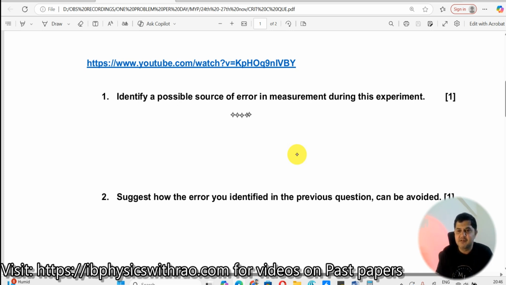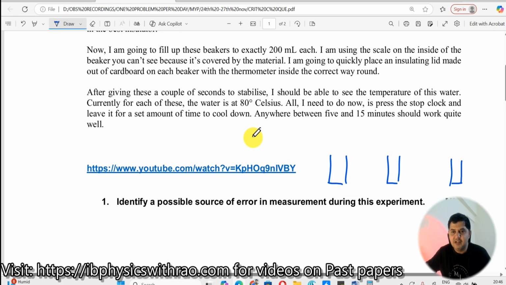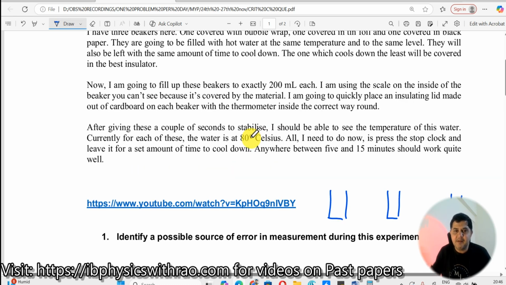Identify a possible source of error in measurement using this experiment. So what is the possible type of error that you can get? If you see this video clearly, there are three beakers and somewhere she says that you will not be able to see the scale over here. So I have written the transcript also for your reference. So for example, here you see, "Now I am going to fill up these beakers to exactly 200 ml each. I'm using the scale on the inside of the beaker," which you cannot see because it's been covered by the material, right?